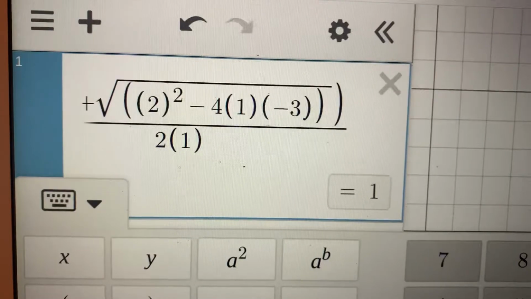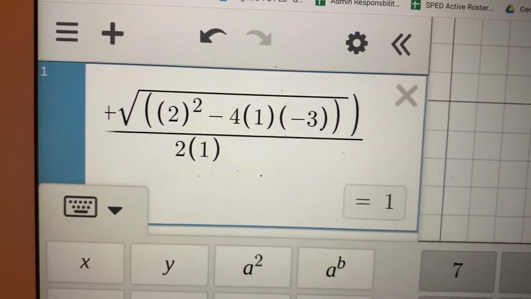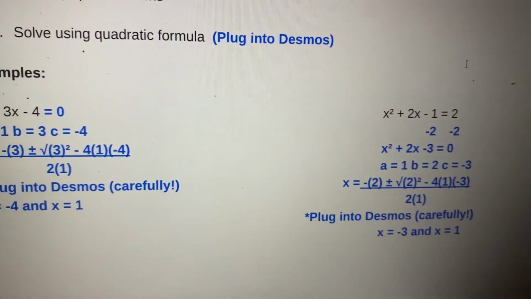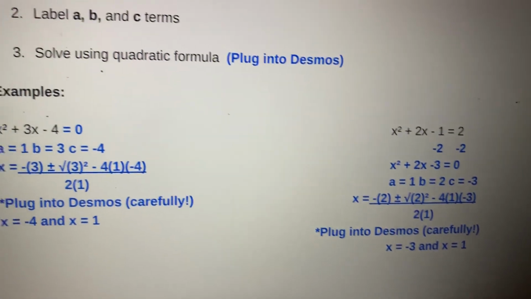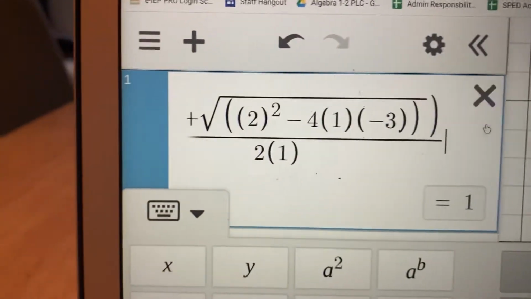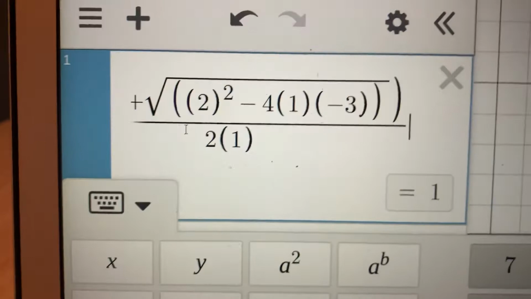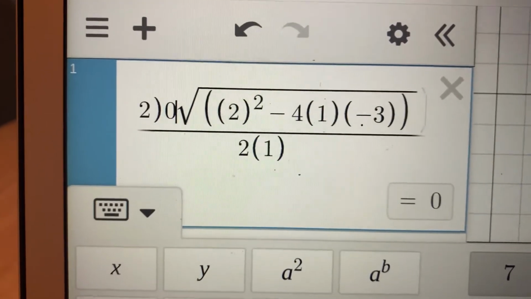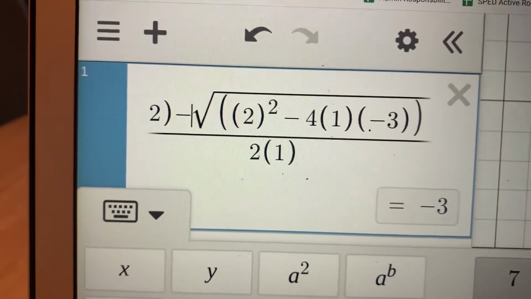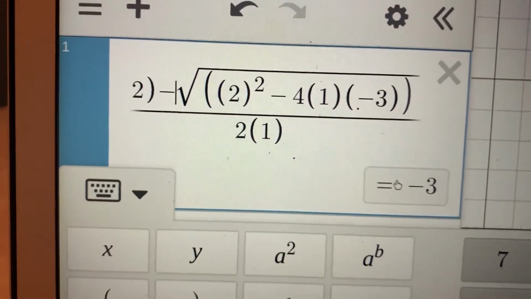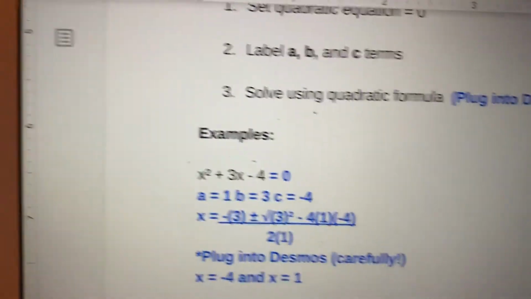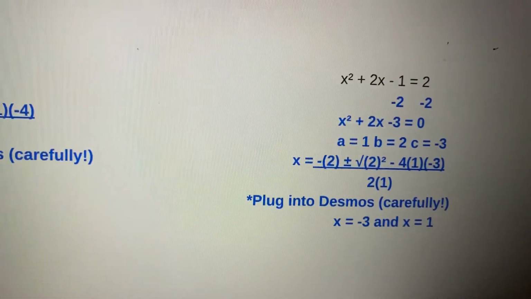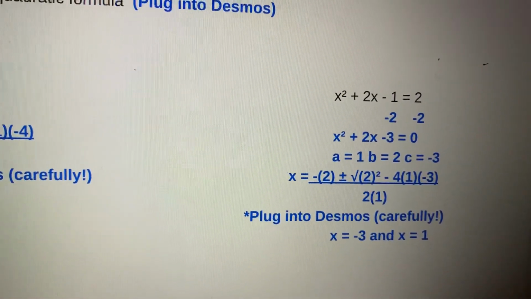So we got x equals 1. Let's check. Yep, I got x equals 1. But you are going to have 2 answers because remember it's the plus or minus. So we had plus here, but we're also going to change that to a negative. So if I did negative, I'm going to get -3. So my answers will be x is equal to -3 and x is equal to 1.